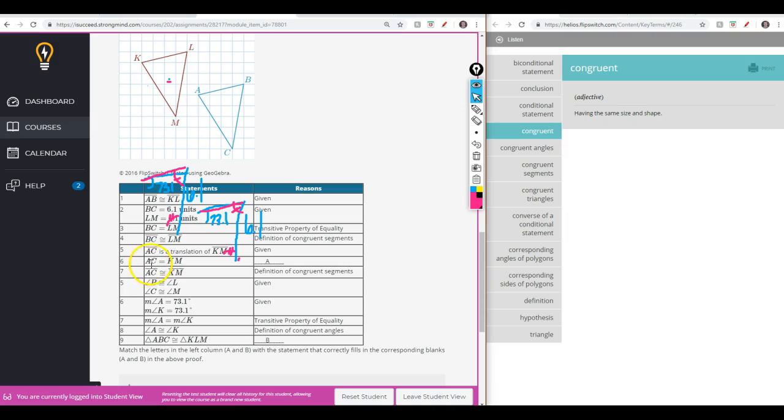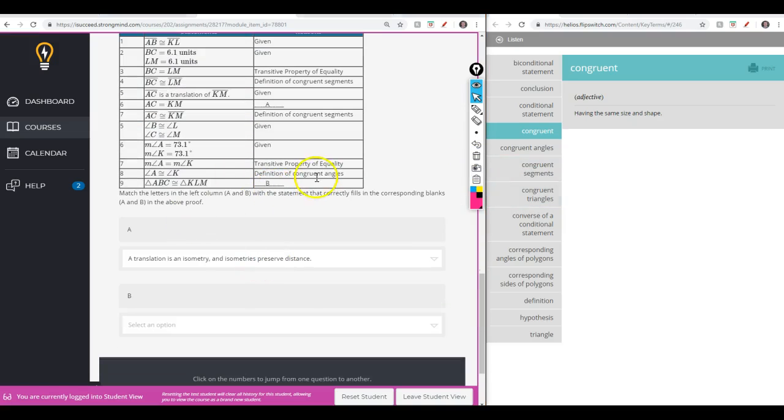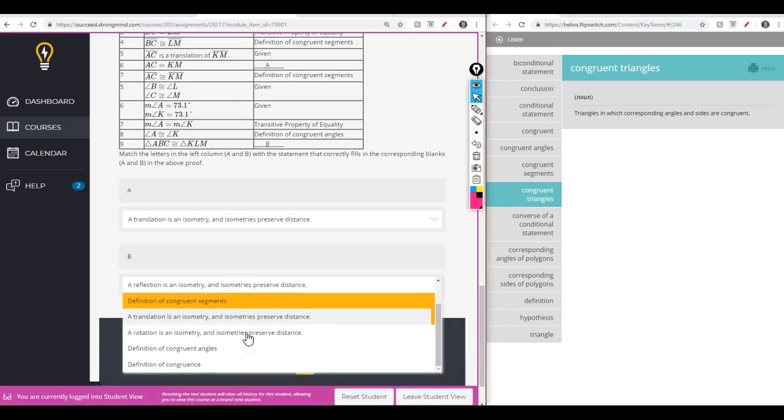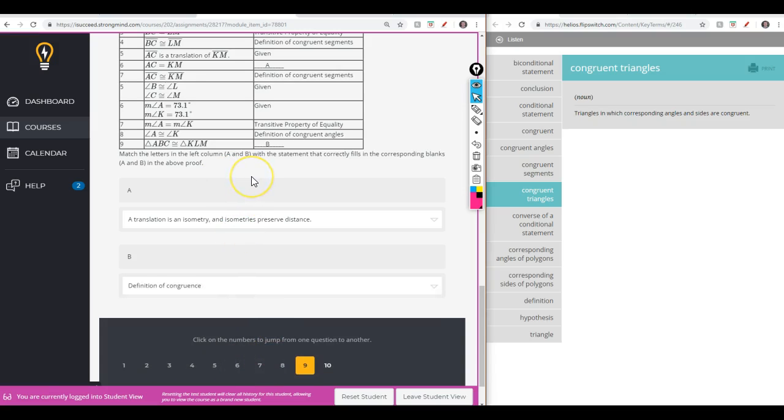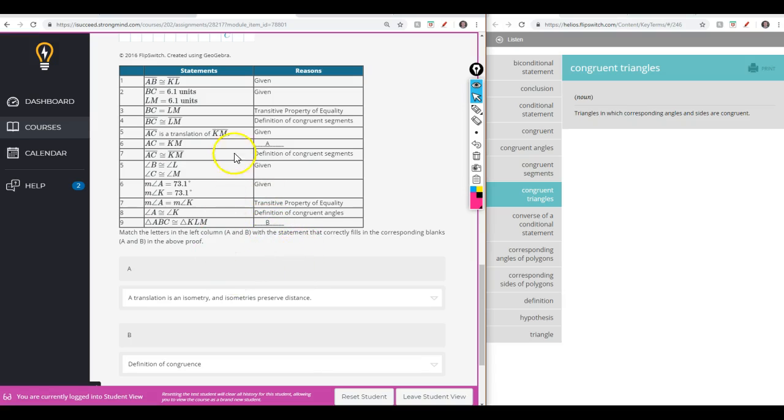So again, remember in math, when you're talking about distances, it does not have the line across the top. So then if we go to statement B, it has a blank in the reason after it stated that both triangles are congruent to each other. And I'm going to scan, and we had definition of congruent angles, definition of congruent segments, and again remembering that congruent triangles are corresponding angles and sides are congruent. So I would say it would be definition of congruence. And that's how I would answer this proof.